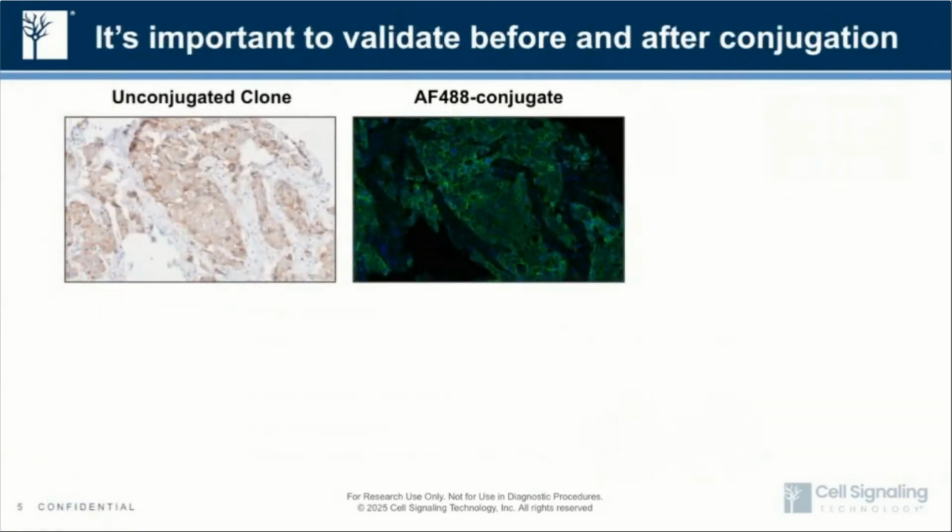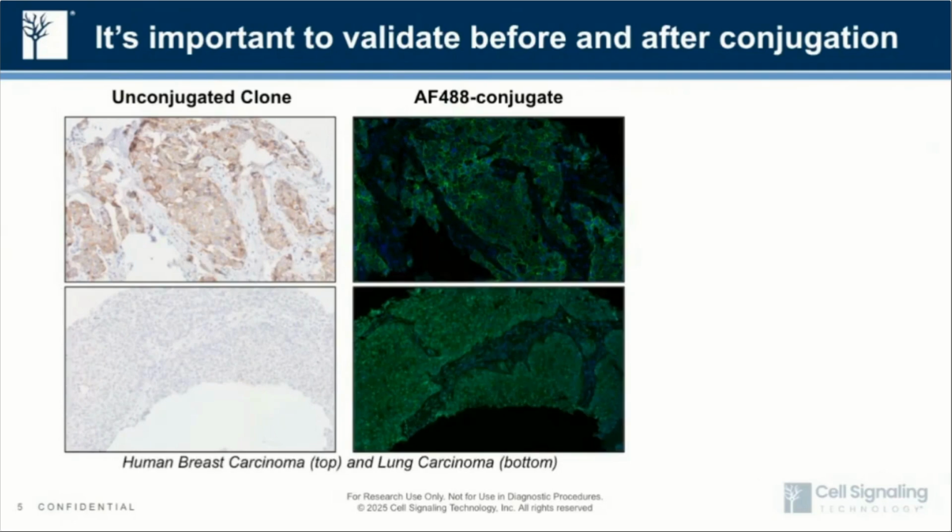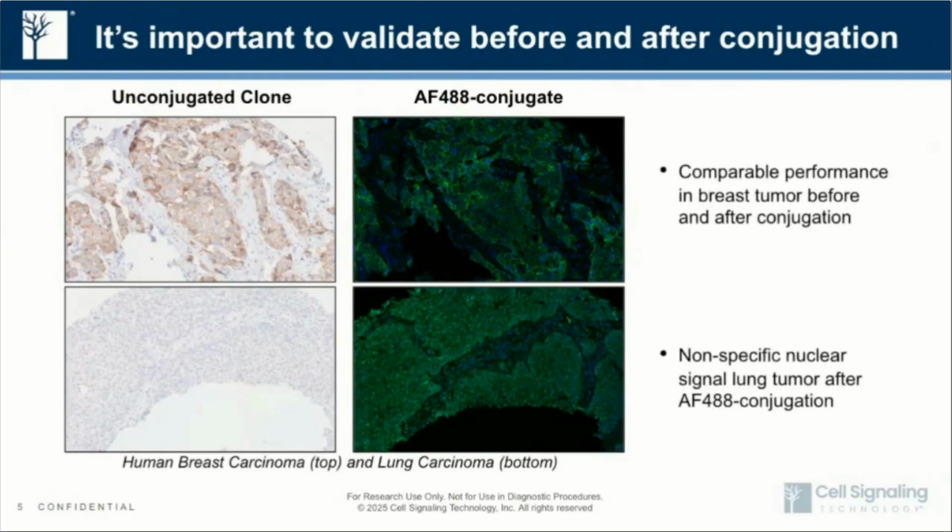Many spatial workflows require antibodies to be conjugated to specific moieties for detection, like oligonucleotides or fluorophores. Validation of your antibody is important both before and after conjugation. Here we see HER2 looking great in human breast carcinoma, but when we test in additional tissues, we can see non-specific nuclear signal appear after conjugation. This is an example of an antibody that is impacted by the conjugation process itself and therefore would fail our validation.